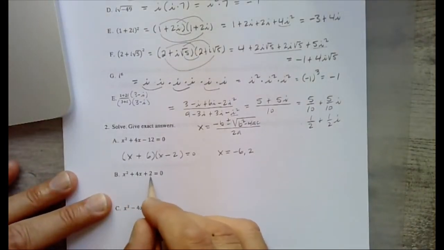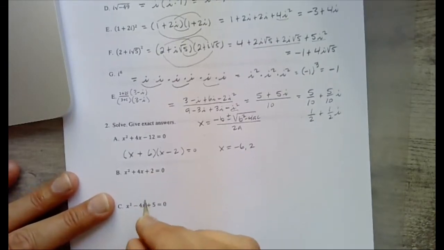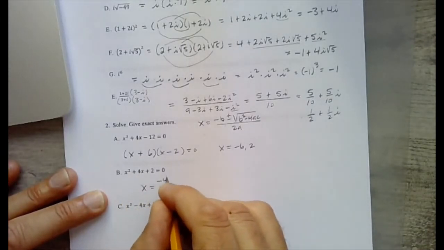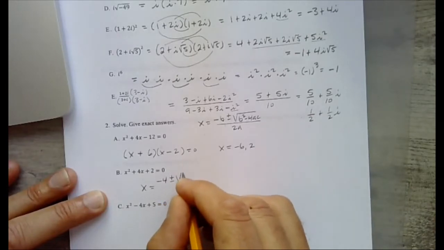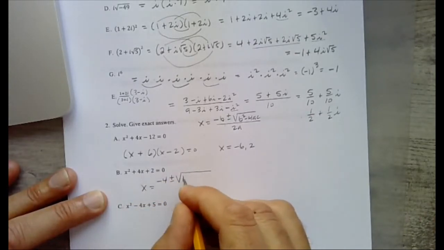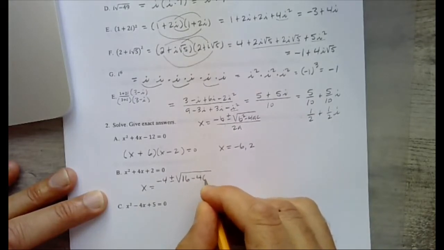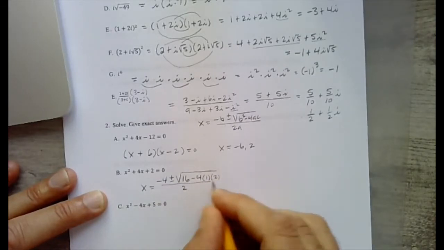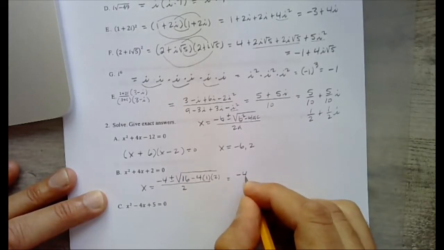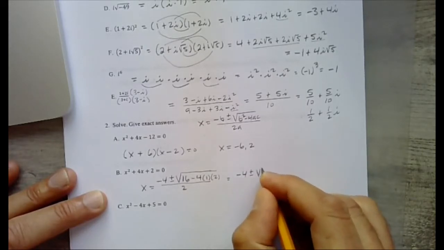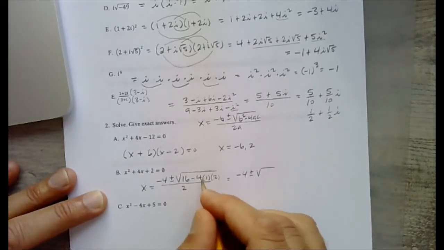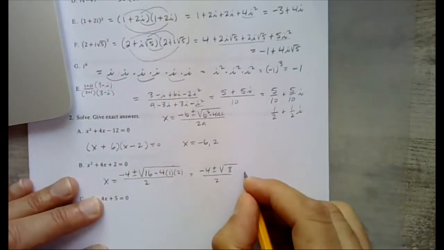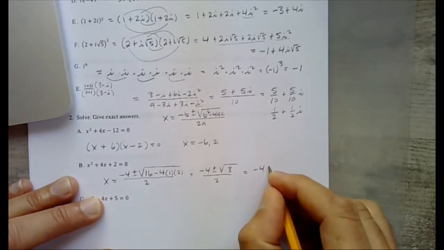So this one I can't factor because there are no factors of 2 that add up to 4. So I'm going to use the quadratic formula on this one and say x is equal to negative b is negative 4 plus or minus the square root of b squared is 16 minus 4 times 1 times 2, and then all of that divided by 2. All right, so negative 4 plus or minus the square root. 16 minus 8 is 8 divided by 2. Okay, so I get negative 4, and then plus or minus.